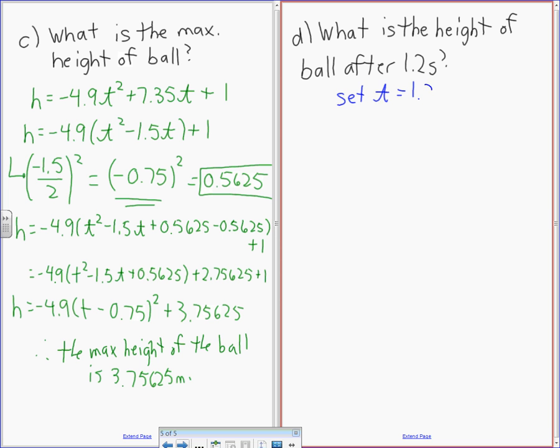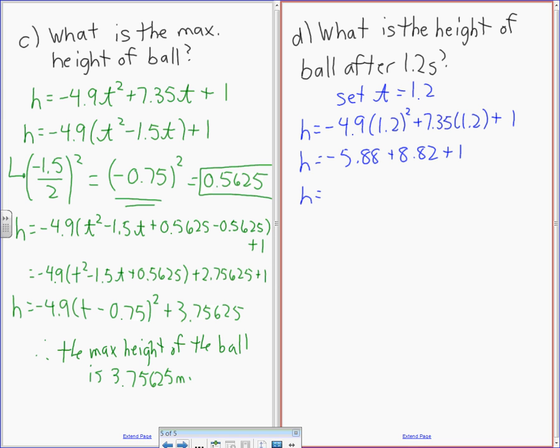So t equals 1.2. So it's going to be h equals negative 4.9 times 1.2 squared plus 7.35 times 1.2 plus 1. Don't work that out because I don't want to do the whole calculus thing. Minus 5.88 Okay. Plus 8.82 minus 1. I can't do that in my head. Is it 3.94? I trust you.